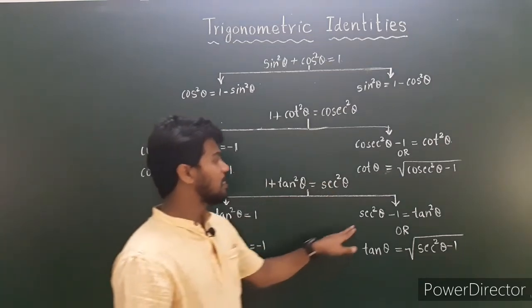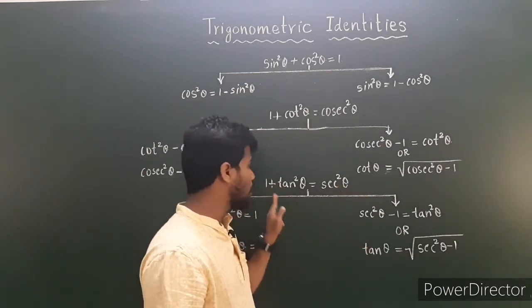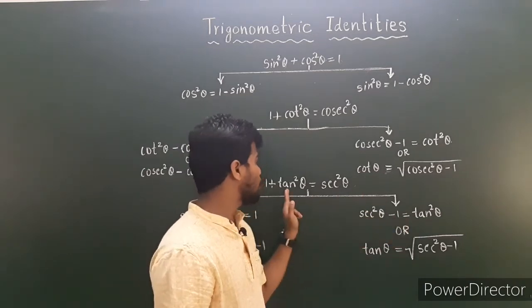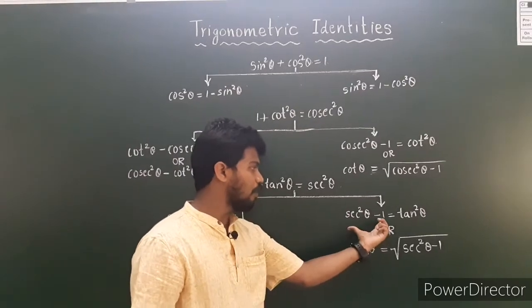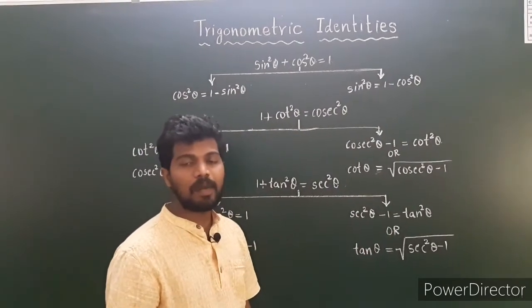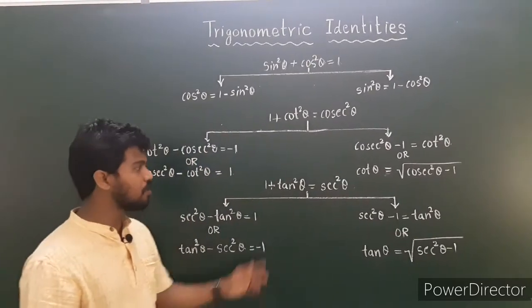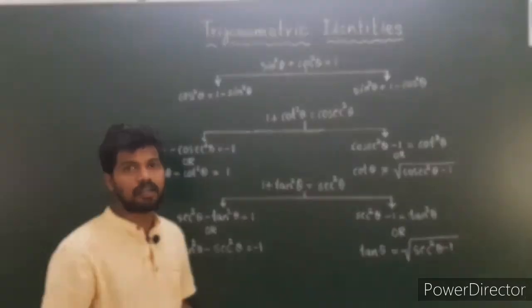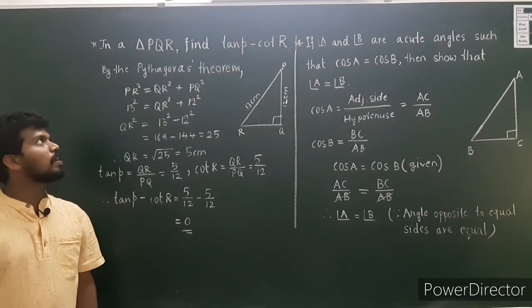Next, secant square theta minus 1. When 1 is transposed to that side you get minus 1, so secant square theta minus 1 is equal to tan square theta, and tan theta is equal to the square root of secant square theta minus 1. So these are the elementary identities of 1 plus tan square theta is equal to secant square theta. Now we have to see some applications of trigonometry.